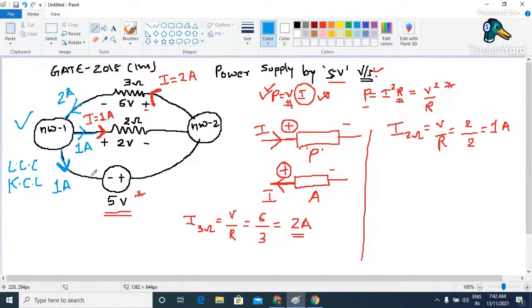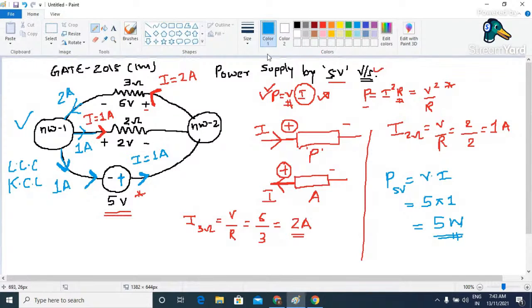Now, once you know that 1 ampere is flowing through this particular path, we can easily find out the value of power which is going to be supplied by this active source. Because it is an active element, the current leaves from the positive terminal. This is very important. Now, we know that the value of this I is 1 ampere. Now we need to apply simply a mathematical formula. Power supplied by the 5-volt voltage source is going to be equal to V into I, where V is 5 and the value of I is 1. So this is going to be 5 watt. This is very important. I hope this is clear to everyone.